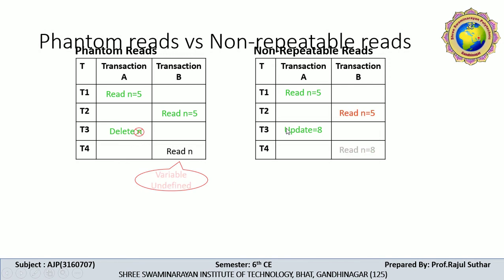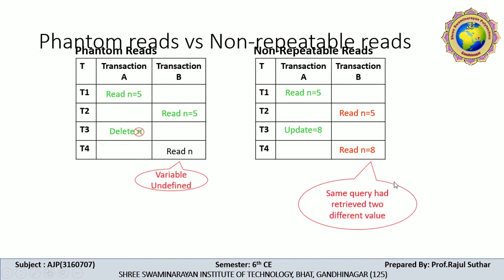Instead of a phantom read, in a non-repeatable read, n will be read as n is equal to 5 and then updated to 8. Here an update is used, so read n will be n is equal to 8. The same query has retrieved two different values. The first one is n is equal to 5, because transaction A reads the value 5, and after updating, the value is n is equal to 8. So update is equal to 8, read n is equal to 8.